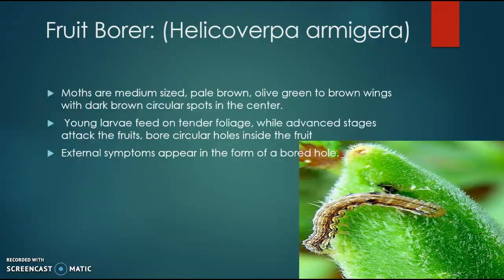Fruit borer. Moths are medium size, pale brown, with olive green to brown wings with dark brown circular spots in the center. Young larvae feed on tender foliage, while advanced stages attack the fruits and bore circular holes inside the fruit. External symptoms appear in the form of a bored hole.